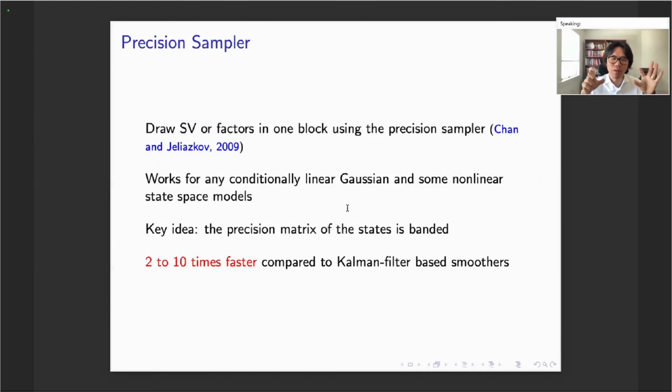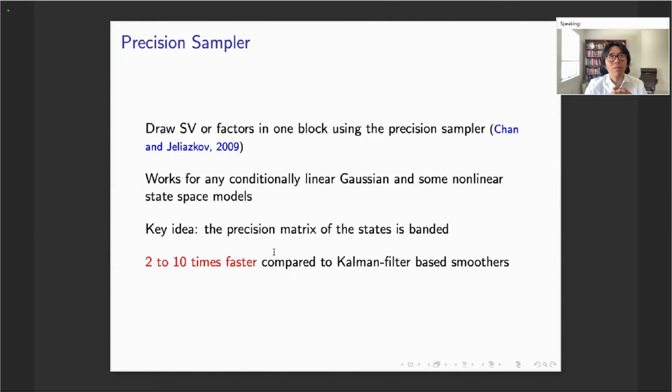In particular, it is a band matrix, meaning that it is a sparse matrix. Not only that, all the non-zero elements are nicely arranged along the main diagonal. And there are fast algorithms to deal with sparse matrices like this. So in terms of computation time, depending on how many states and how many observations you have, you can expect a 2 to 10 times speedup compared to common filter-based smoothers. So adding all of this is going to be significant.